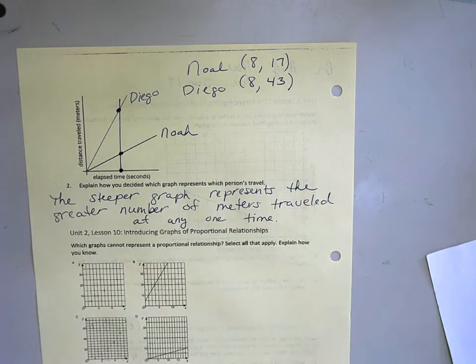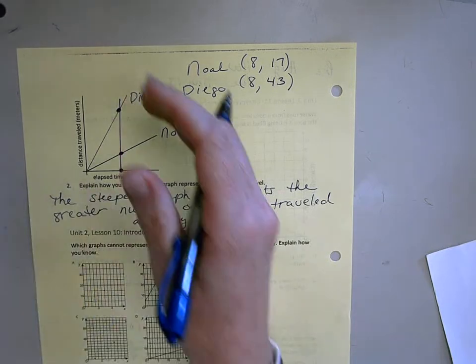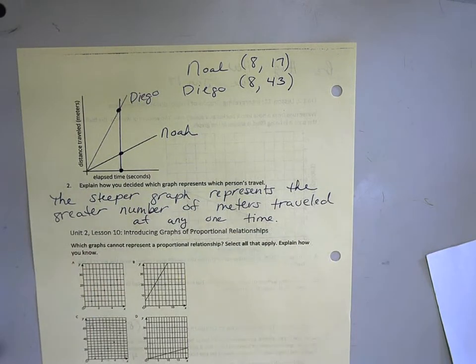So I hope that helps a little bit. Obviously your explanation could be different than mine as long as it makes sense in the problem and you have Diego and Noah labeled correctly, then we're in a good place.